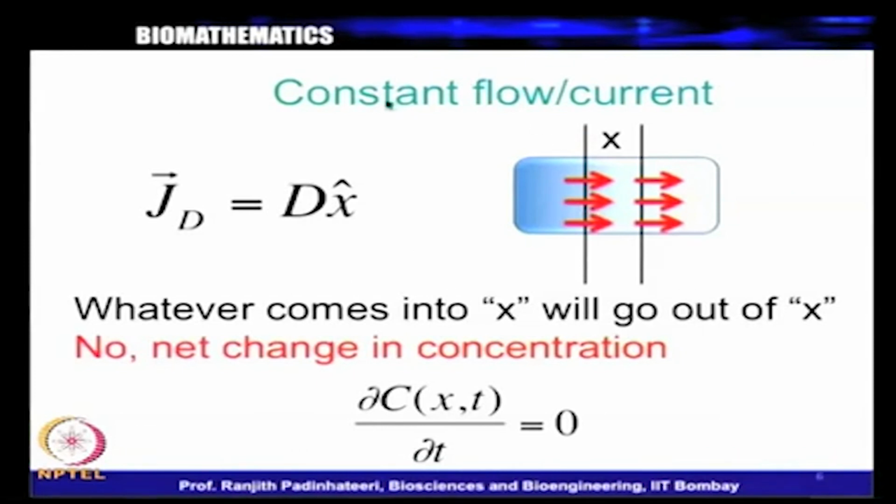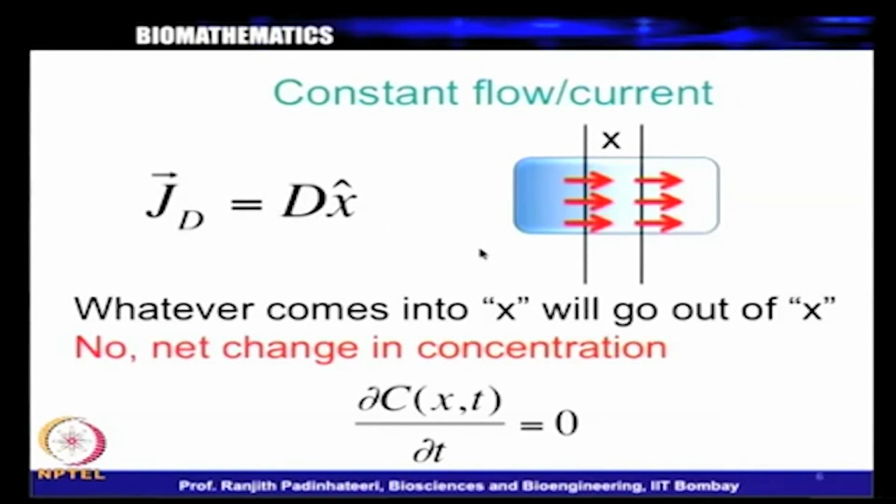So, let us discuss a bit about constant current. Have a look at this slide. Here there is a larger concentration, here there is a small concentration, and I am looking at this particular area at position x. These two lines are marking some area in this container. Now, imagine that j is equal to d x cap, that means the direction of j is along the x axis, and the magnitude of the flow is a constant, which is d. It is like a number; d could be 3, 4, 5, 8.